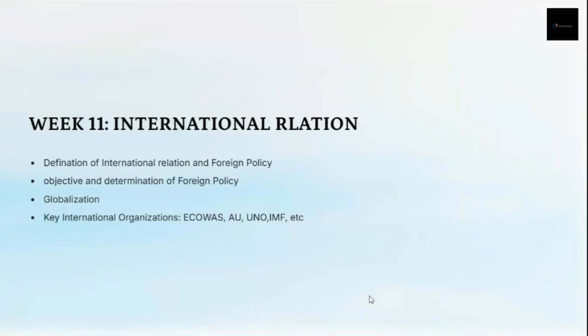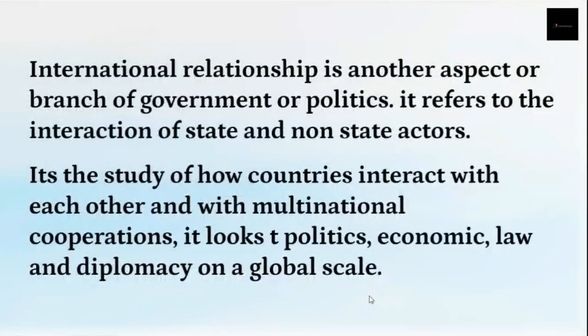So now, what is international relationship? I guess this is not the first time you're hearing this word. When you talk about international, it has to be worldwide. When you talk about domestic, you have to do with what is in the country. So international relationship is another aspect, or branch, of government or politics.